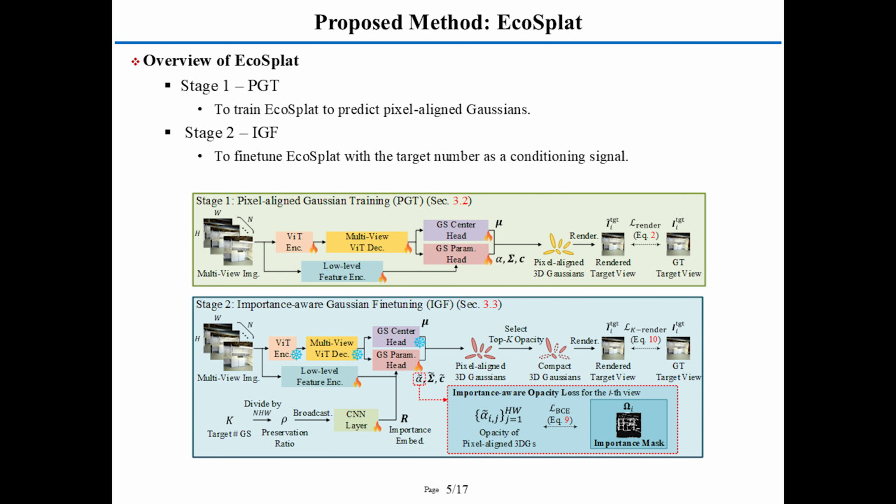EcoSplat consists of two stages. First, PGT trains the model to predict dense pixel-aligned Gaussians, and then IGF fine-tunes the model with the target Gaussian budget as a conditioning signal to select the most important top K Gaussians for compact and high-quality rendering.